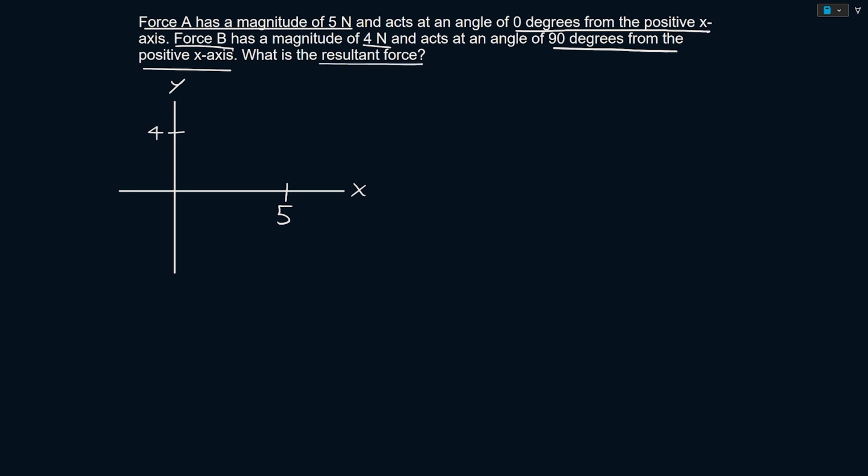In order to find the resultant force, we can form a right triangle with forces A and B as the legs, and the magnitude of the resultant force will be the hypotenuse. In order to find the magnitude, we can use Pythagorean's equation of a squared plus b squared is equal to c squared. A can be equal to force A, which is 5 newtons, and B can be equal to force B, which is 4 newtons.